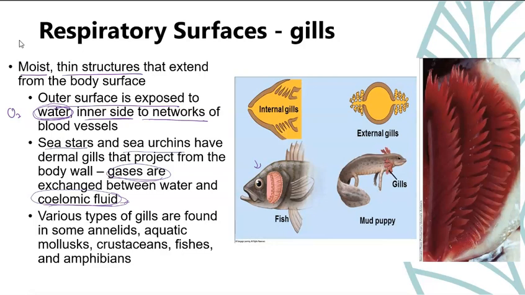Various types of gills are found in some annelids. Annelids, the worm family, and then aquatic mollusks, snails and shelled animals, crustaceans, like crabs, all of those, and then fishes and also amphibians.